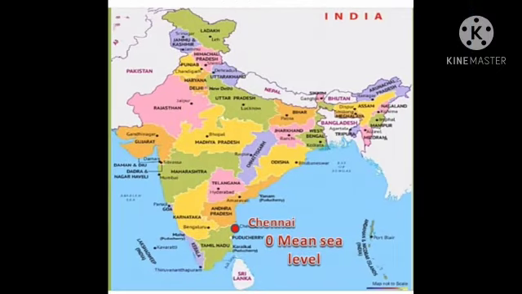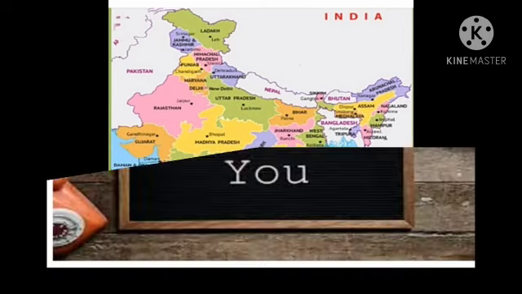For survey purposes, in India, the height of the sea level at Chennai is considered to be zero and the elevation at any place in India is measured with reference to this.